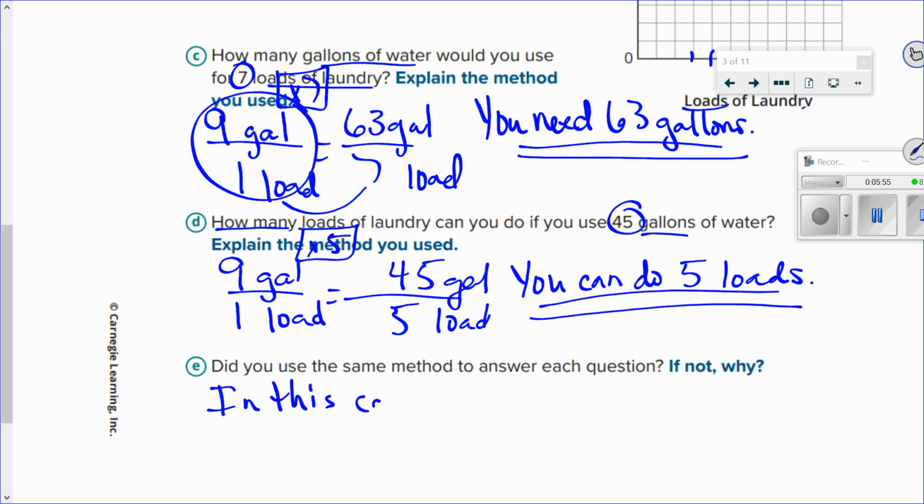But it's okay to switch between methods, guys. That's why we're showing you so many different ways to do it. But in this case, we went back to our base relationship and then just showed our magic box how we got from one side to the other.